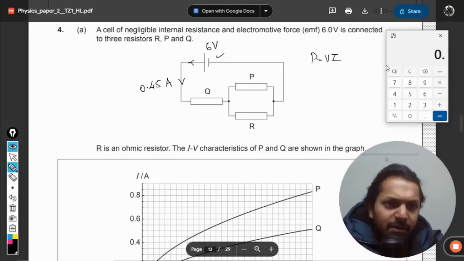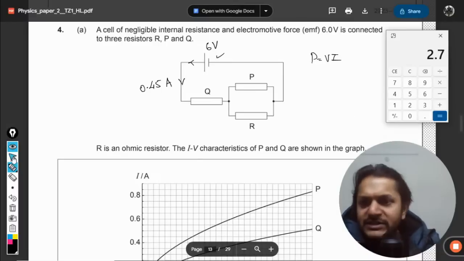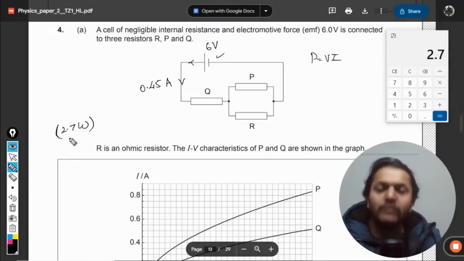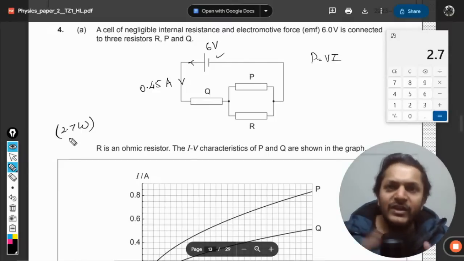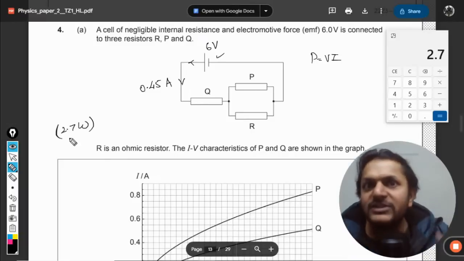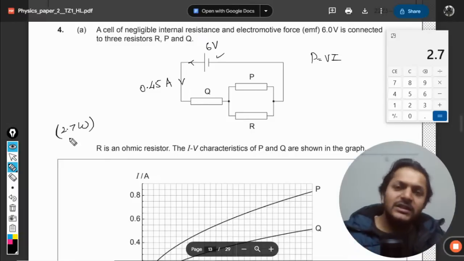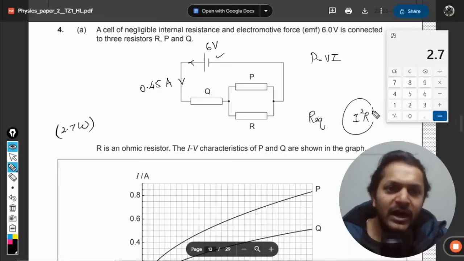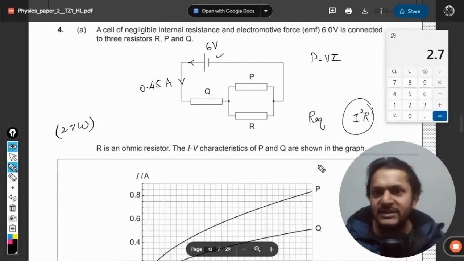6 multiplied by 0.45, 2.7 will be the answer. So 2.7 watt is the power given by the battery, which will be equal to the total power consumed by the circuit. The other method is to first find all of the resistances, then find the R equivalent or R total, and then apply the formula I square R to find the total power.